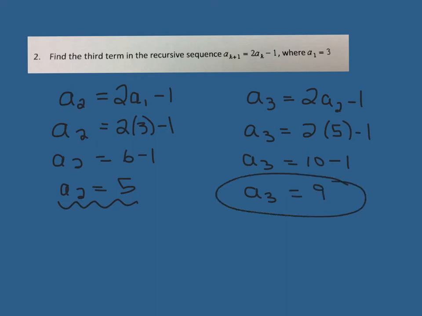They wanted us to find the value of the third term, so there we go. All right, so let's take a look at number 3. It says, while experimenting with her calculator, Candy creates the sequence 4, 9, 19, 39, 79, and so on. Write a recursive formula for Candy's sequence. Determine the 8th term in Candy's sequence.